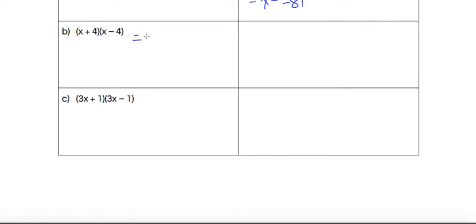So I'm going to square my first term, I'm going to square my second term, and I'm going to subtract them. So it's going to be x squared, subtract, and then 4 squared is 16. Or I can use FOIL.